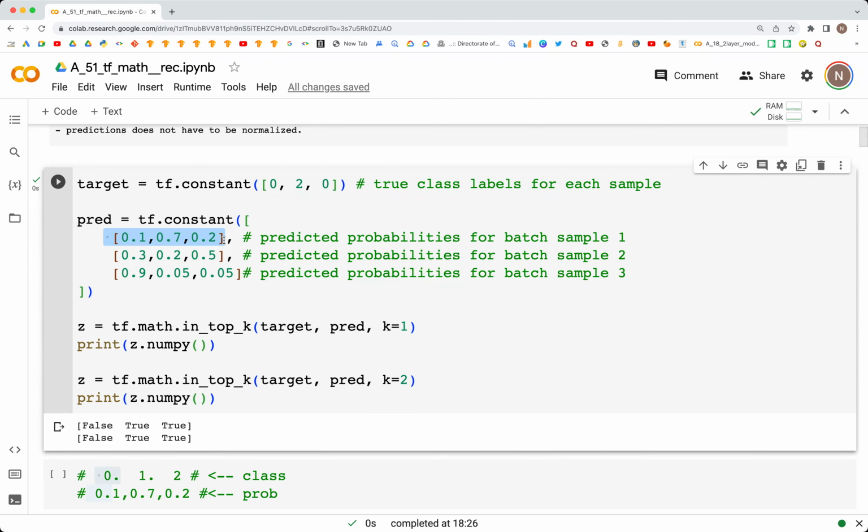So that was it for this video. I hope in this video you got some intuition on how to use the in top k method in TensorFlow math.